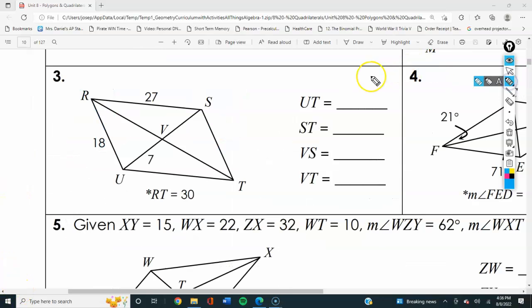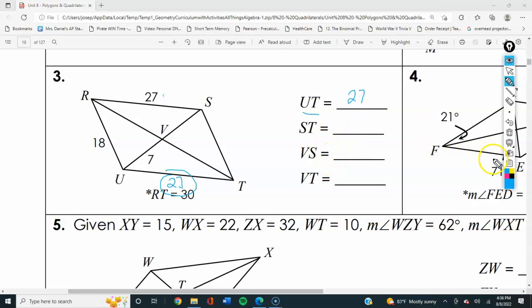Alright, we're going to go to number 3 and then call it a day. Number 3 has some diagonals in it. So, on number 3, let's find UT. So UT is this length down here, right? Well, UT is opposite RS, so they're both 27. If RS is 27, UT is 27.